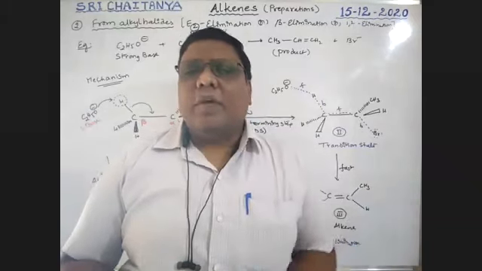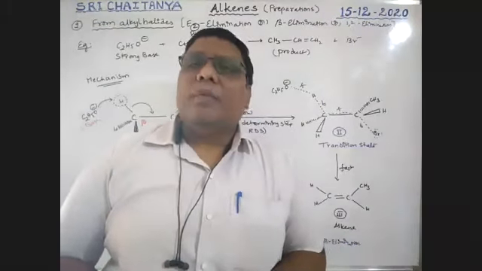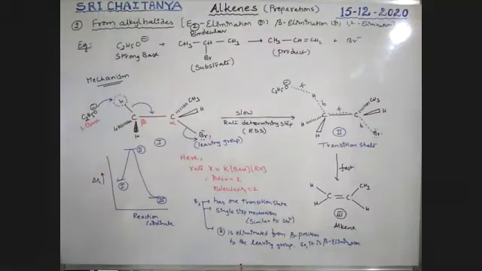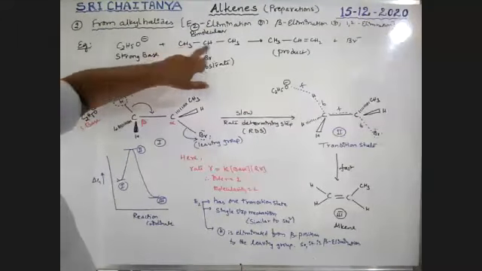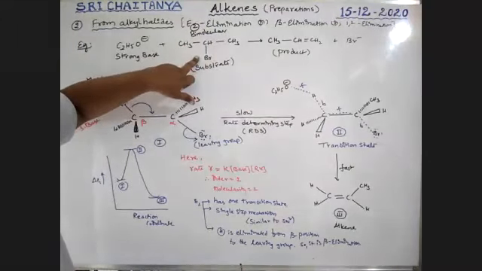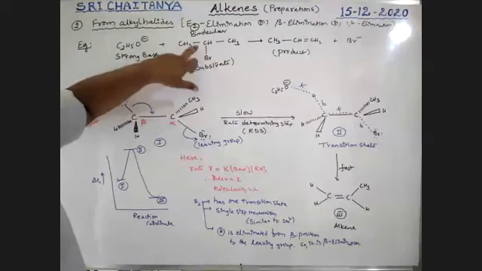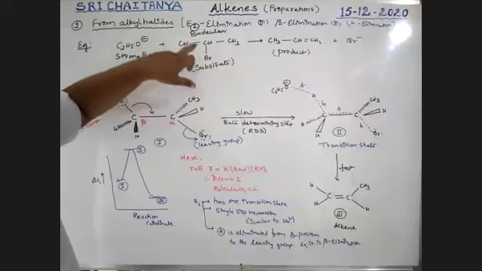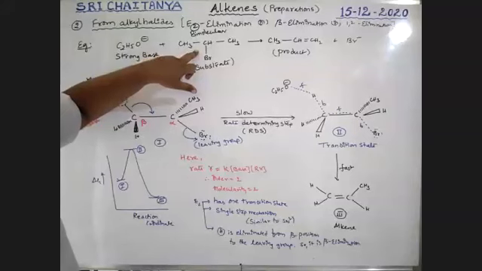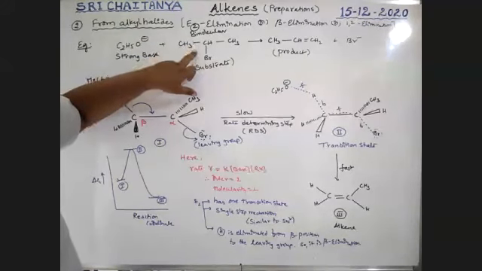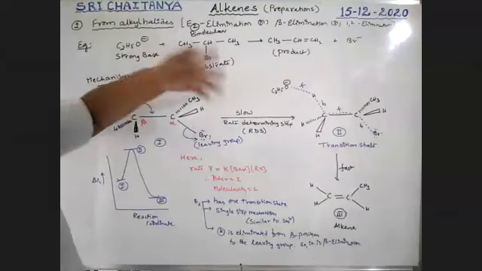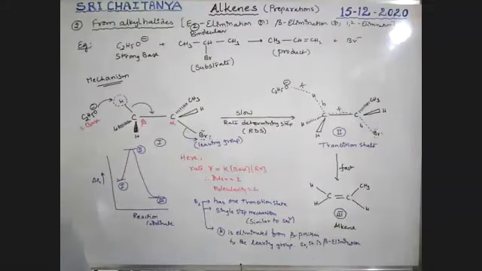So let us discuss one by one, boys. Now it is from alkyl halides. I am taking an alkyl halide, isopropyl bromide. It is the substrate, one of the reactants I want to use. From this isopropyl bromide, I want to prepare an alkene. Elimination takes place, boys.